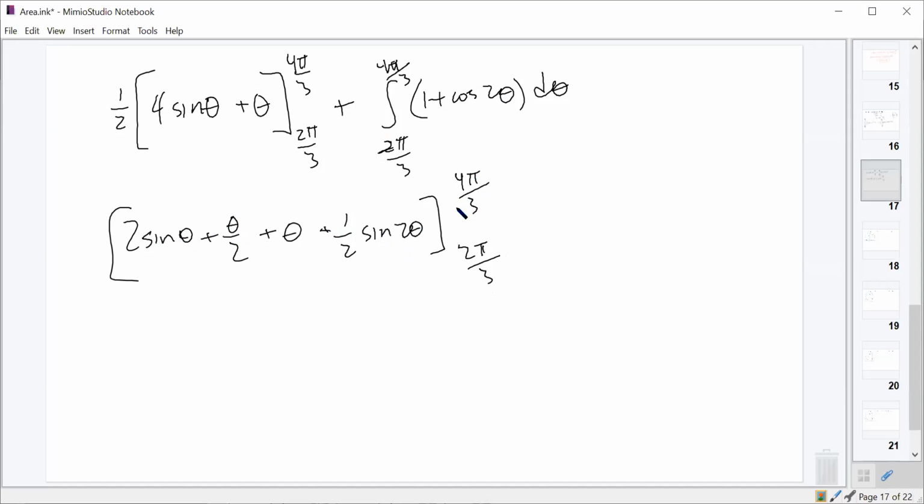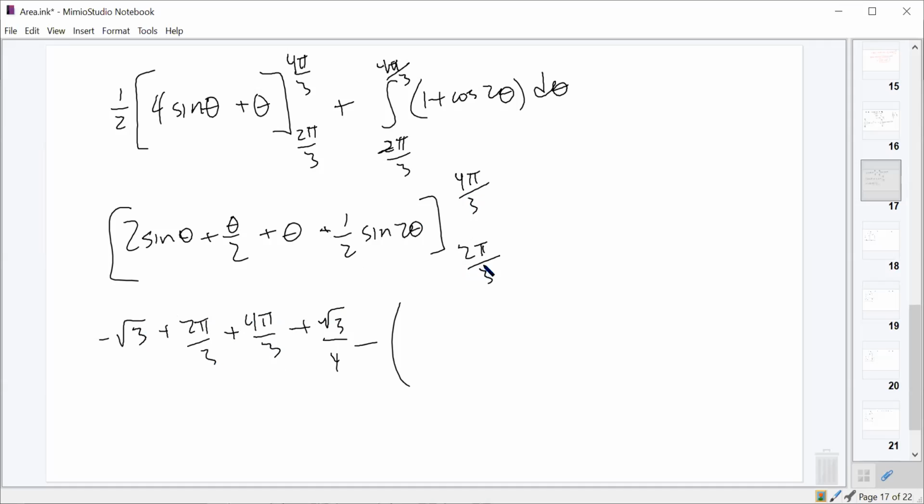So 2 sine of 4 pi over 3, what's the sine of 4 pi over 3? Ought to be negative root 3 over 2. So 2 of those ought to be negative root 3. And then plus half of 4 pi over 3 is 2 pi over 3, plus the 4 pi over 3. And then 1/2 the sine of 8 pi over 3. And sine of 8 pi over 3 is the same as the sine of 2 pi over 3. So that should be root 3 over 2 divided by 2. So plus root 3 over 4.